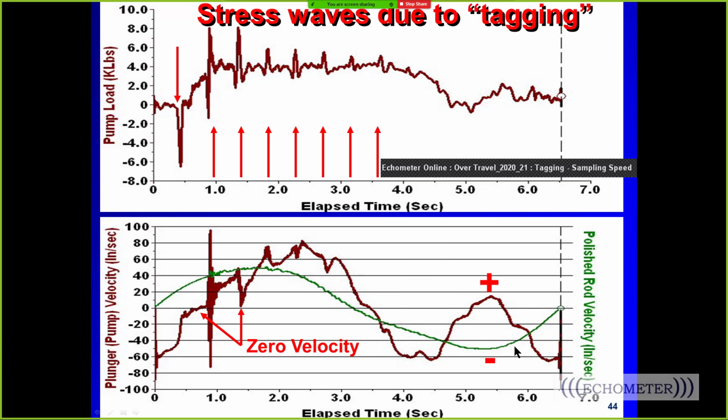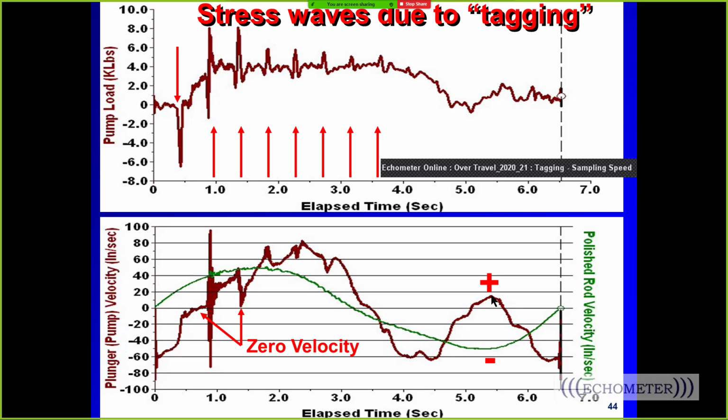Now what's this? Here is the polish rod velocity in green. This is polish rod moving up. And then there's the top of the stroke. Here's the polish rod moving down. And then right here, the polish rod is moving down at about 15 inches per second. And here the plunger is moving up at about 15 inches per second on the downstroke.